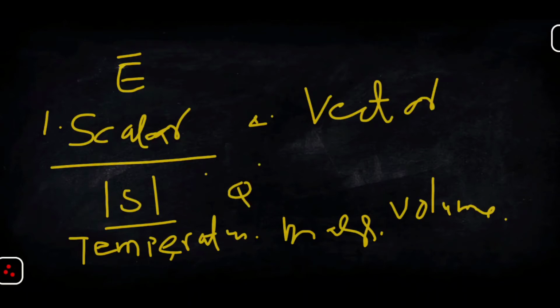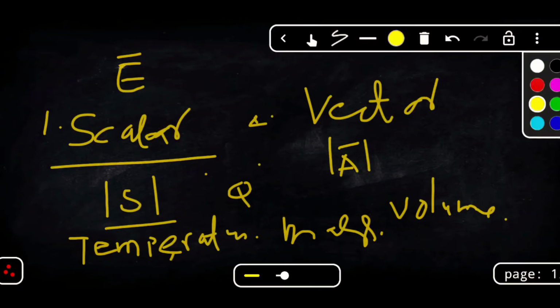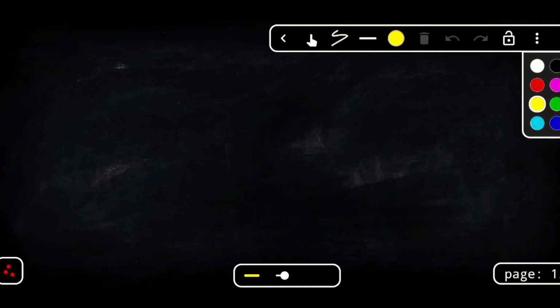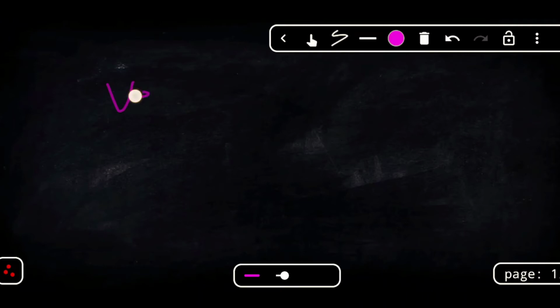Coming to vector. A vector is a quantity that is characterized by both magnitude and direction. Both magnitude and direction will be considered. What are the examples of vector quantities? A vector is a quantity which has both magnitude and direction.